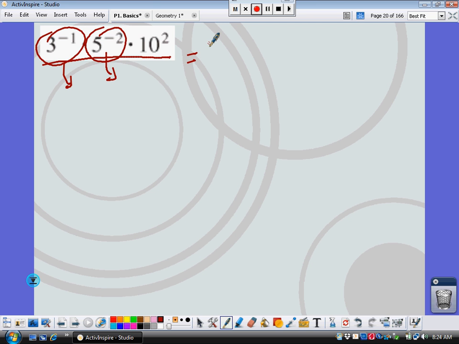Help me out, Noah. 10 to the positive 2 stays on top. What is 10 to the positive 2? 100. So we got 100 on top. Jordan, 3 to the negative 1 comes to the bottom. What does it become when it's on bottom? 3 to the first, or just 3. What about 5 to the negative 2? What does it become? Careful. Which is 25. So we have 3 times 25.